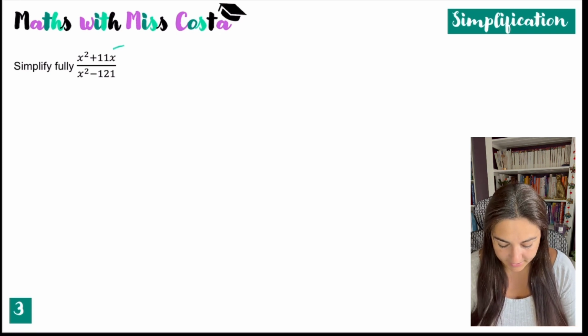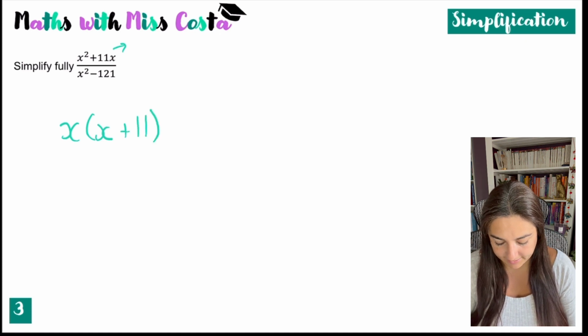So x squared take 11x. The highest common factor of both is x. So let's take that outside the bracket. That would become x brackets x plus 11.